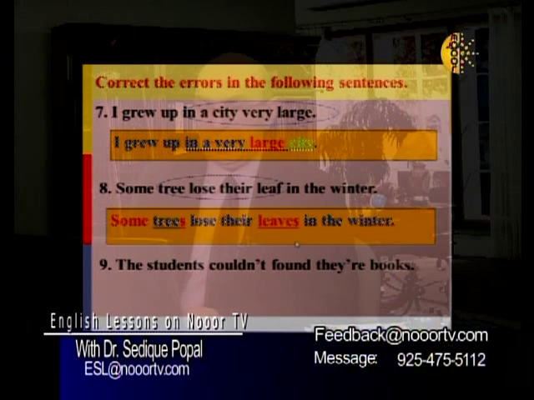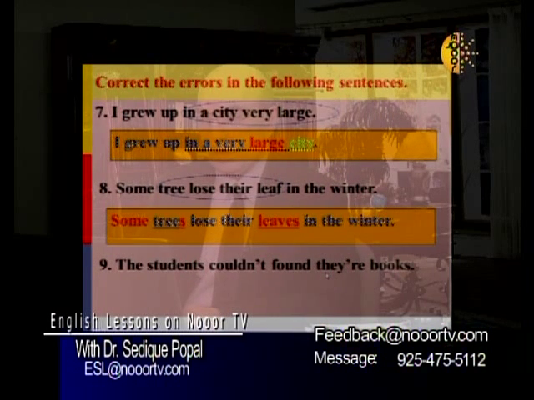Sentence number 9. The students couldn't find their books. What's wrong with this sentence? There are 2 big problems. And I want you to look at the sentence very, very carefully and figure out what the problems are. I will read it again for you. Some students couldn't found there books. The problems are with what? The last part of the sentence.